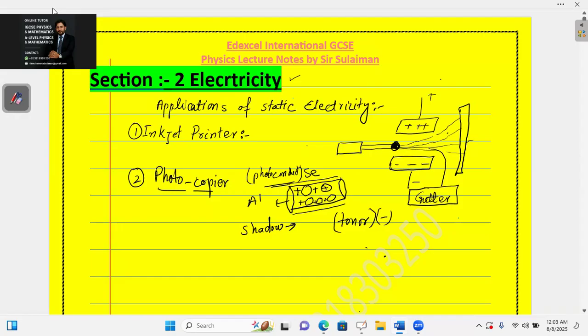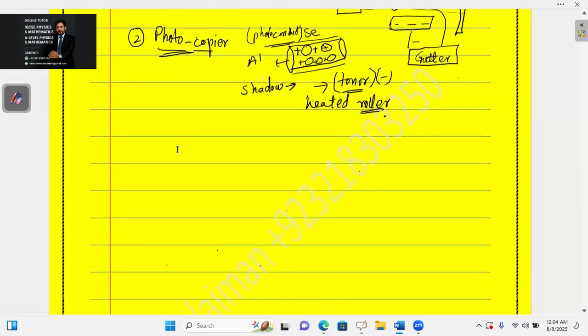Then heated rollers are present, which melt this dry powder toner into liquid so that it forms the printed form. The paper is heated so the powder sticks to it, and a photocopy of your piece of paper is obtained using this photocopier machine. This phenomenon uses static electricity.